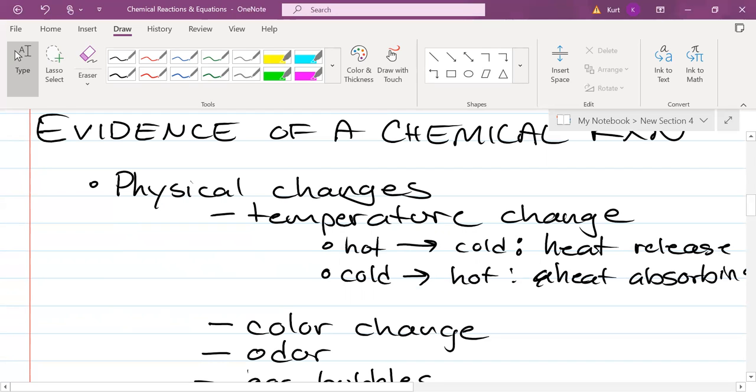So is it absorbing heat or is it losing heat? It's losing heat. Where is it losing heat to? Well, you and the environment. And so you would start to feel warmer, and it would start to get cooler.